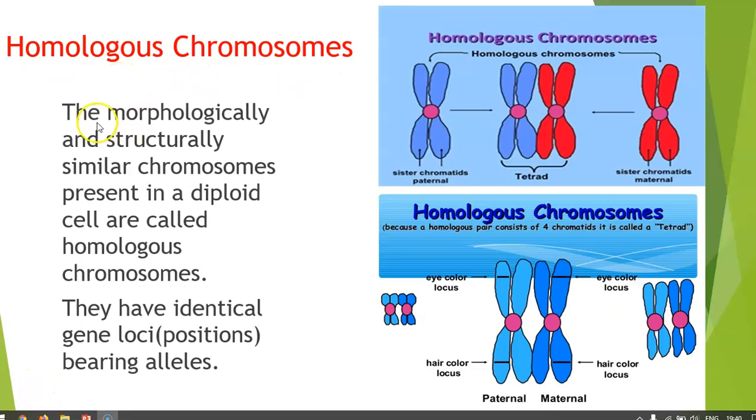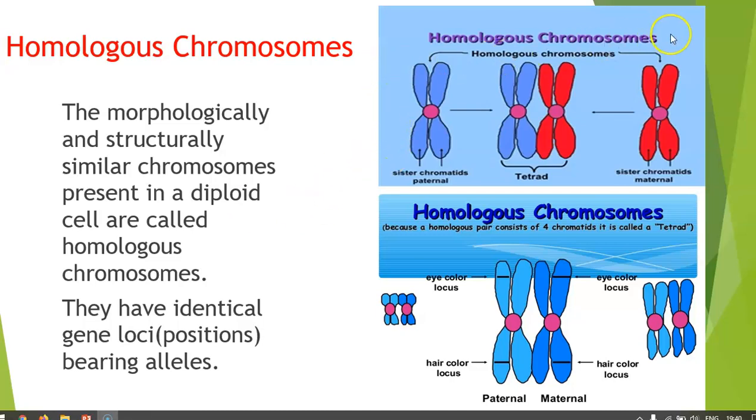Homologous chromosomes. The morphologically and structurally similar chromosomes present in a diploid cell are called homologous chromosomes. Diploid cells, students, for your information, are the cells having the complete set of chromosomes. They are normally denoted with the symbol 2n, and haploid cells are the ones having half the number of chromosomes.